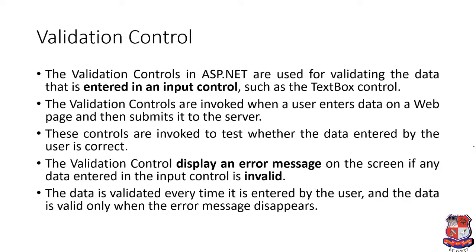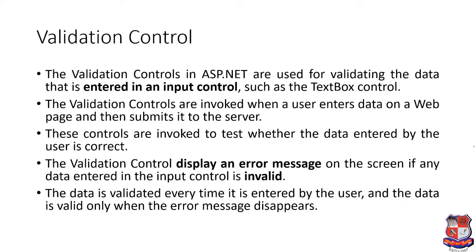These controls are invoked to test whether the data entered by the user is correct or not. The validation control displays an error message on the screen if any data entered in the input control is invalid. If we enter invalid data into our input controls, then that validation control gives an error and that error is displayed on our display.